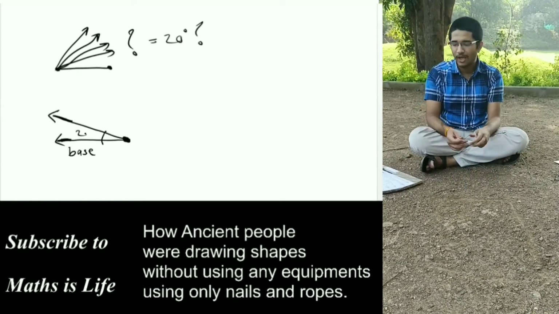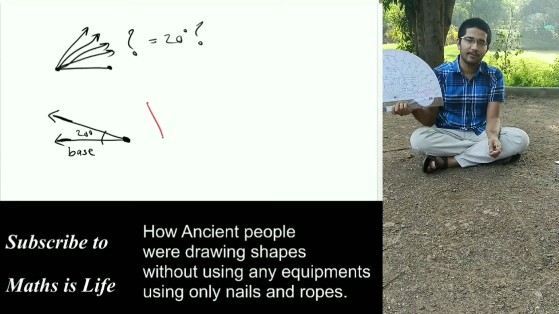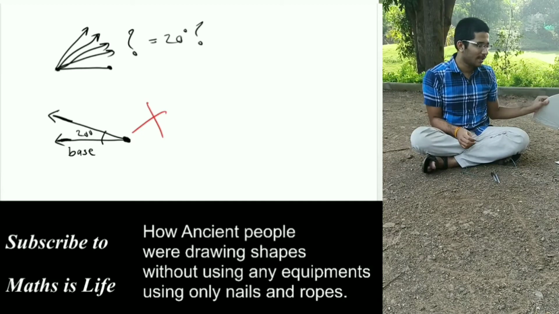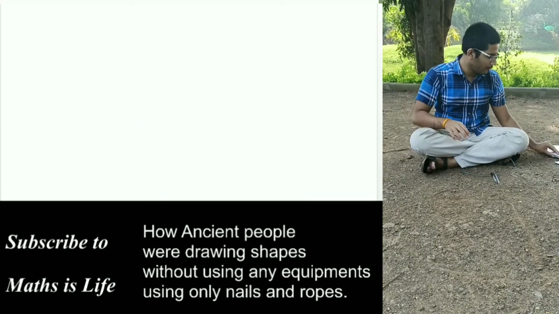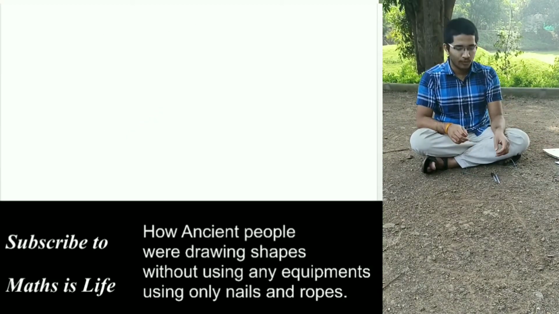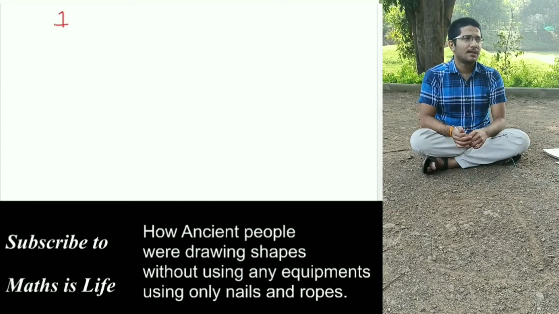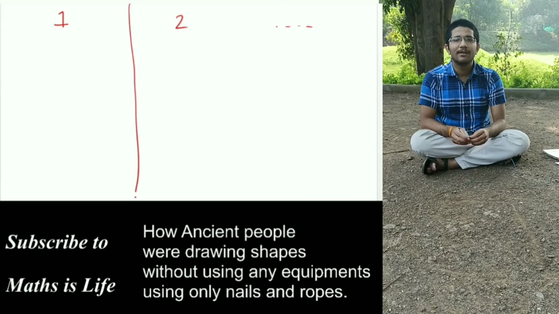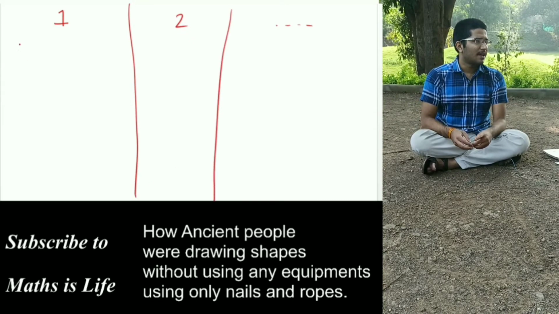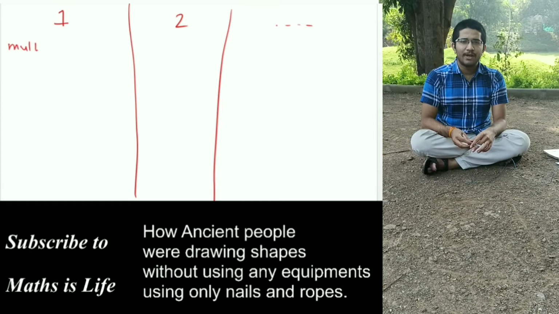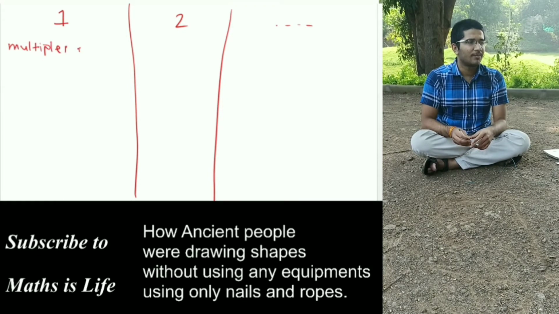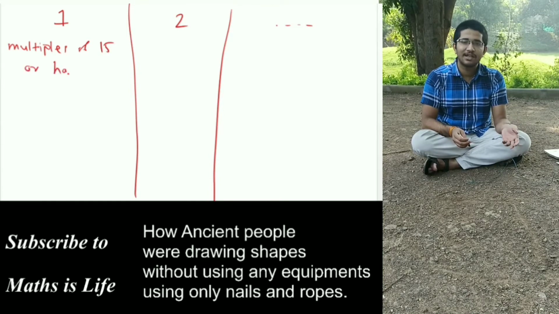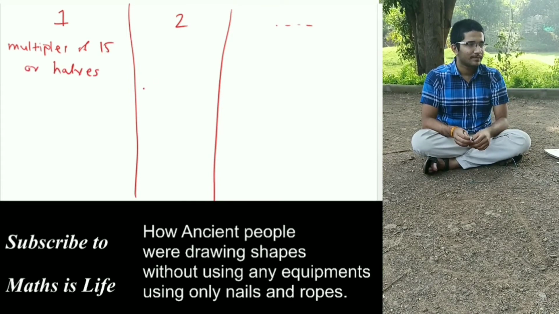But for this we have cheated, we have used a protractor. So we have to draw angles without using a protractor. How to do that? That we will see in another video. That will be a separate video for all types of angles. There are many ways of drawing angles of given measure. The first part is of angles which are multiples of 15, like 15 degrees, 30 degrees, 45 degrees, 60 degrees, or their halves.